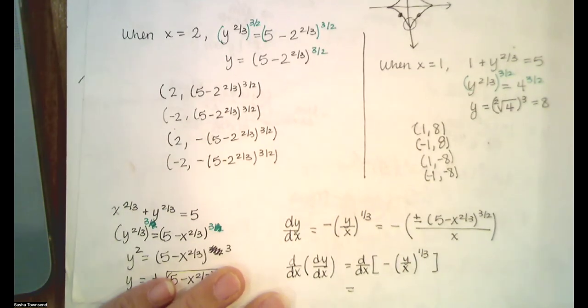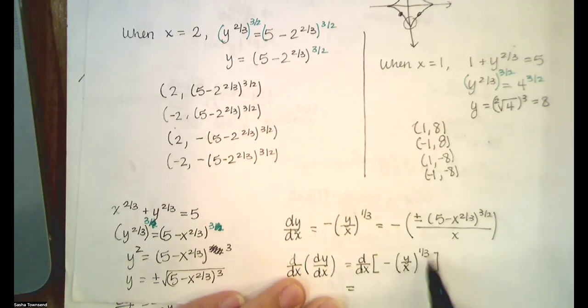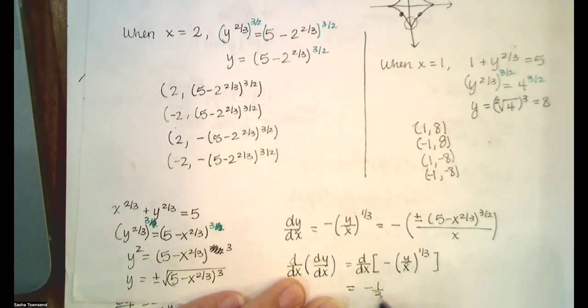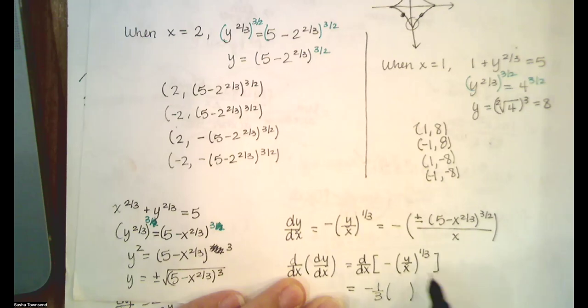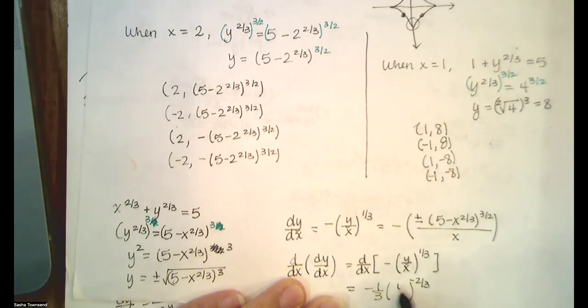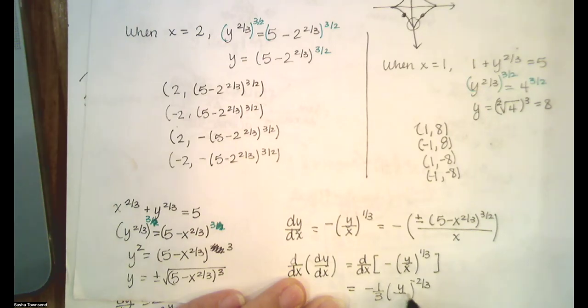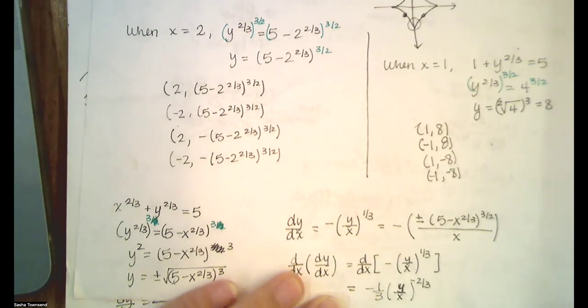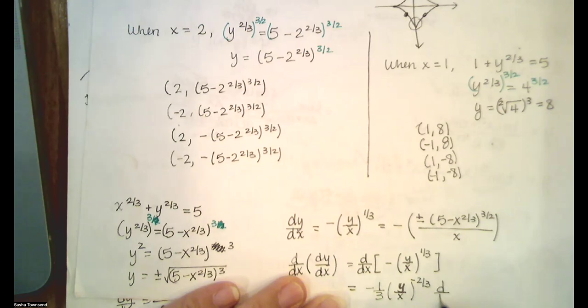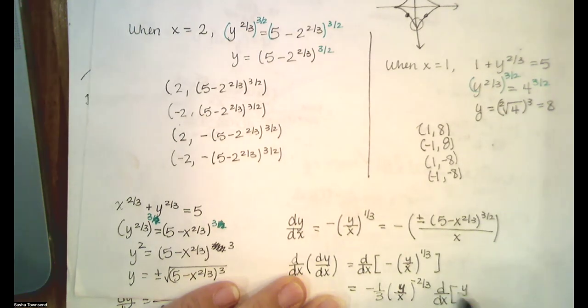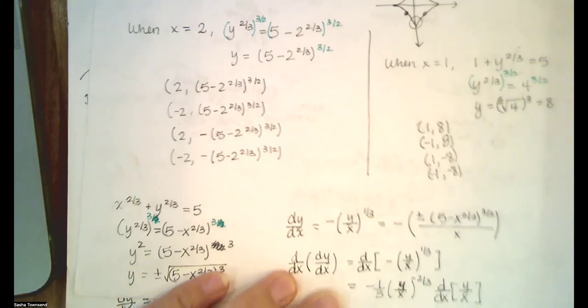We're going to use the chain rule. The derivative of the outside function is negative 1/3 times the inside function raised to the 1/3 minus 1. 1/3 minus 1 is 1/3 minus 3/3, which is negative 2/3. We're going to have y, and then we put the inside function back inside without differentiating it. And then we take the derivative of the inside by the chain rule.